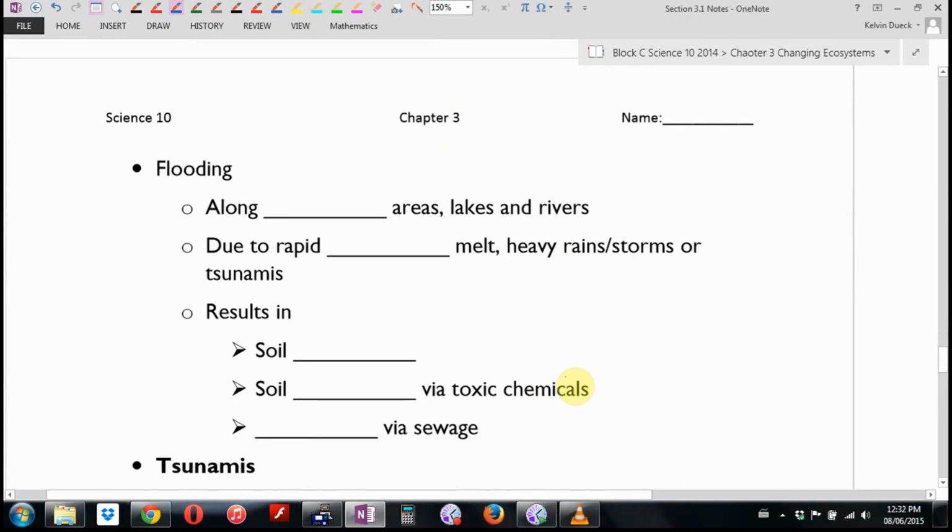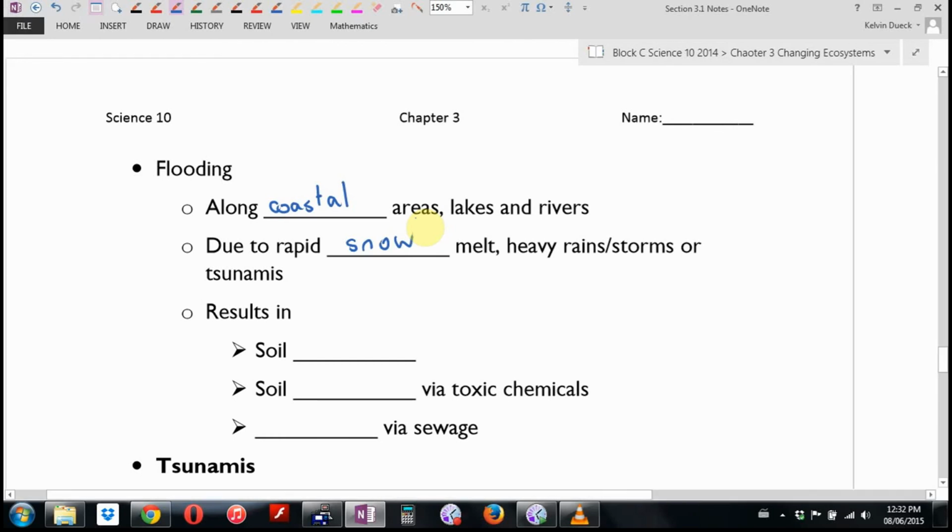Flooding. Pitt Meadows is famous for the different dikes around that prevent flooding. We're by the Fraser River. So, along coastal areas, lakes, and rivers. In our area, it's usually due to rapid snow melt combined with heavy rains.